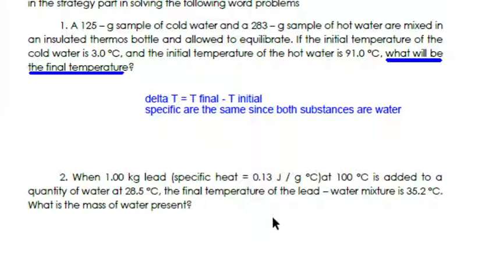And numbers 2 and 3 are the same as equating the system and the surrounding and finding the common unknown.